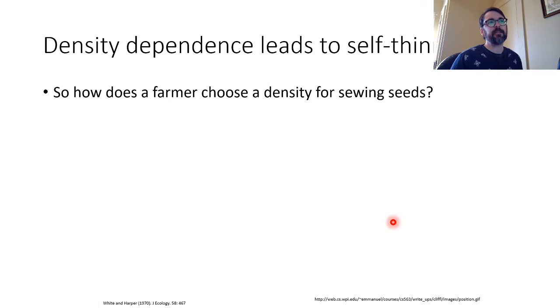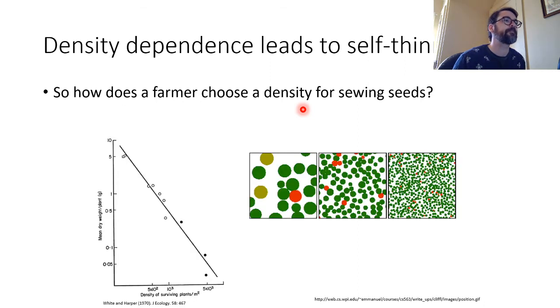And so density dependence then can lead to something in plants that's known as self-thinning. So we can stop and think, how does a farmer choose the density to sow their seeds? Right? We know that if the crop is planted too densely, it's going to potentially change the number of seeds that it can produce, the birth rate. Right? Remember, farmers really care about the birth rate because that's what they're going to sell. It's the seeds they want to sell of most crops.